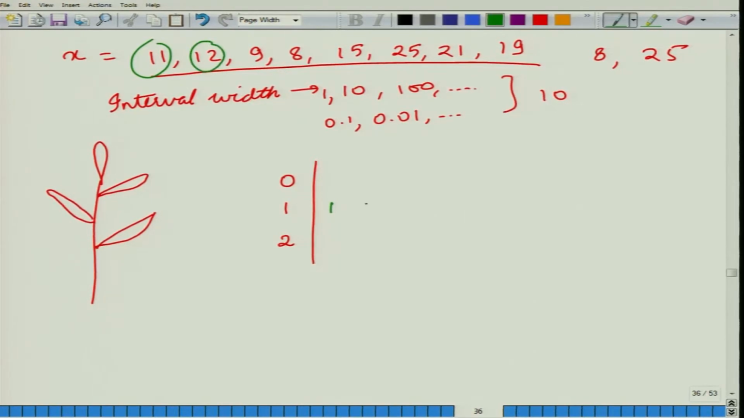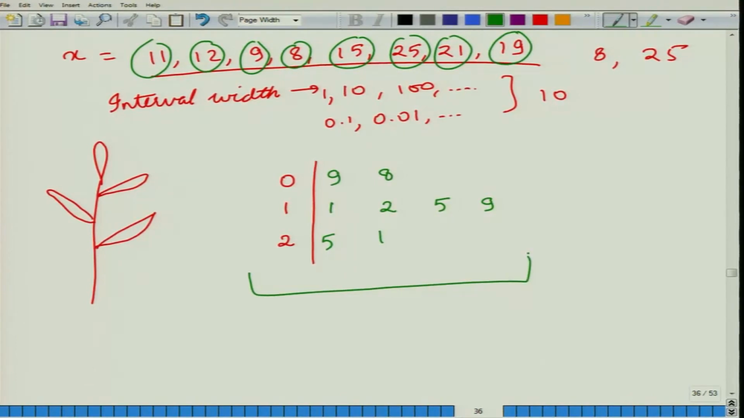Next value is 12. So, we write it as 2. Next value is 9, that is 09. Next we have 8, that is 08. Next we have 15, that is 15. Then we have 25. Then we have 21 and lastly we have 19. So, this would be a stem and leaf plot. This makes it very easy to understand that most of the values lie in this interval width of 10 to 19. This is how we do it. The most common height is 10 to 19 centimeters.